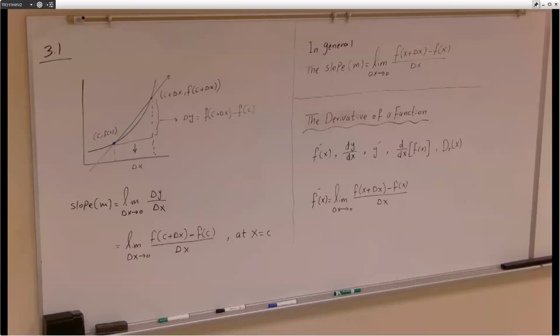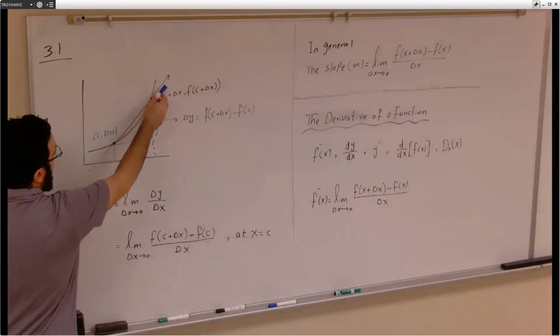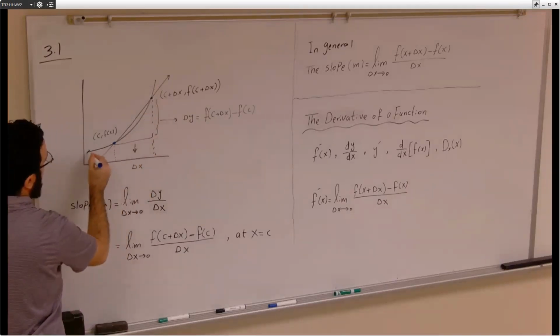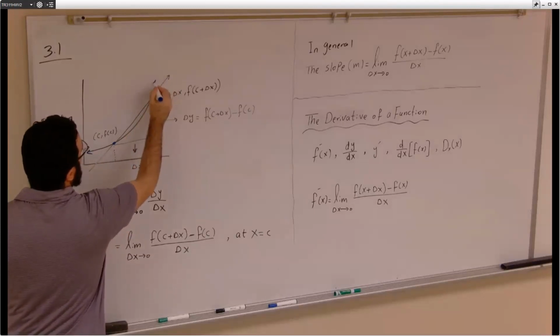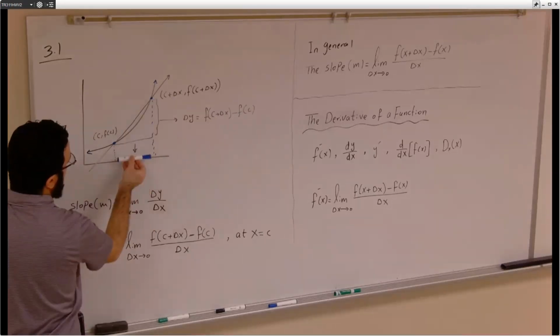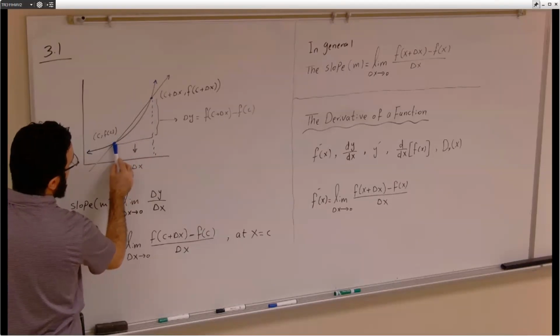So section 3.1, we already explained the tangent line problem. We need to find the tangent line. Remember, this is the distance between this point. I'm going to choose any point on the curve because my goal is to find the tangent line for this curve. Here is delta x, which is the distance between this point and this point.